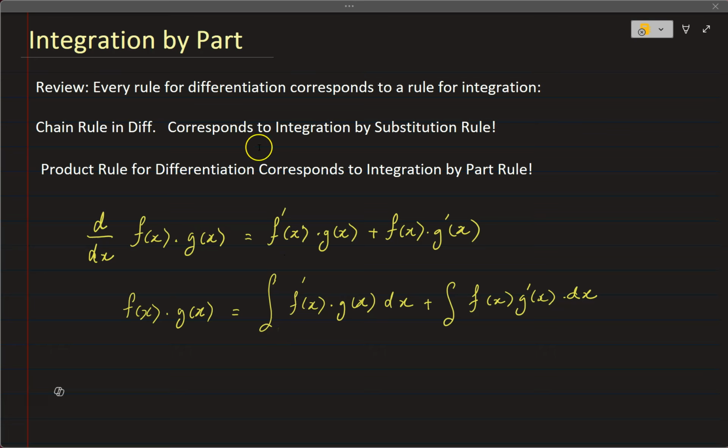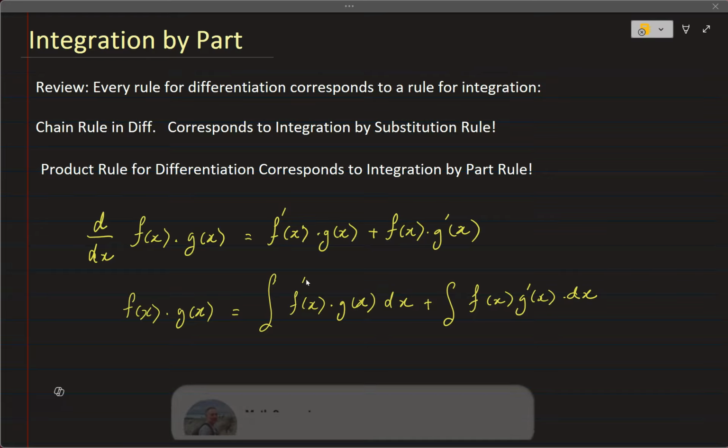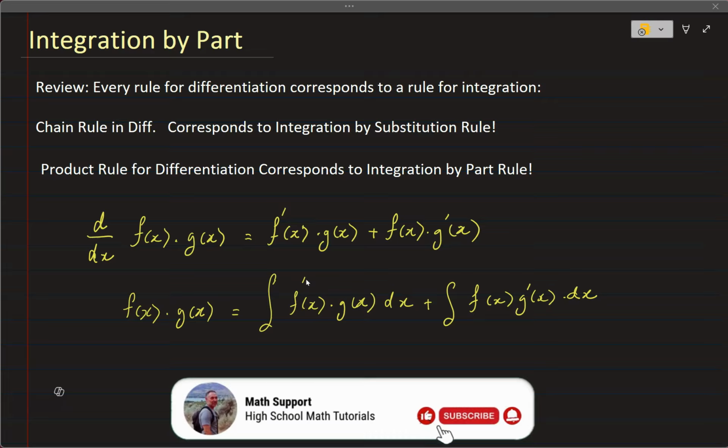Integration by parts. That's the lesson for today. We're going to go through the formal definition, or actually the rule itself, and then we're going to do a few examples so that you can see how that works. Okay, first thing, let's do a review.